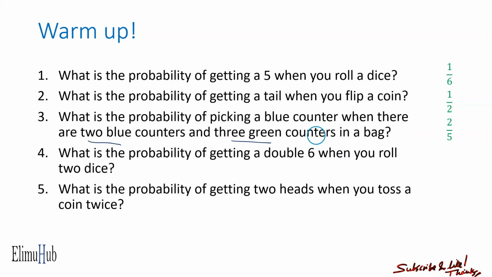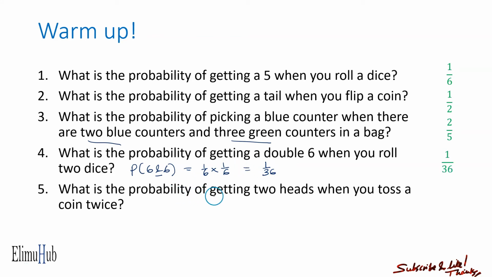What's the probability of getting a double 6 when you roll 2 dice? Well, that means you want the probability of getting a 6 and a 6. Okay, so when we say and in probability, we multiply their probabilities. So the probability of getting the 6 on the first roll is 1 out of 6, and the probability of getting a 6 on the second roll is the same, 1 out of 6, so that gives you 1 out of 36.